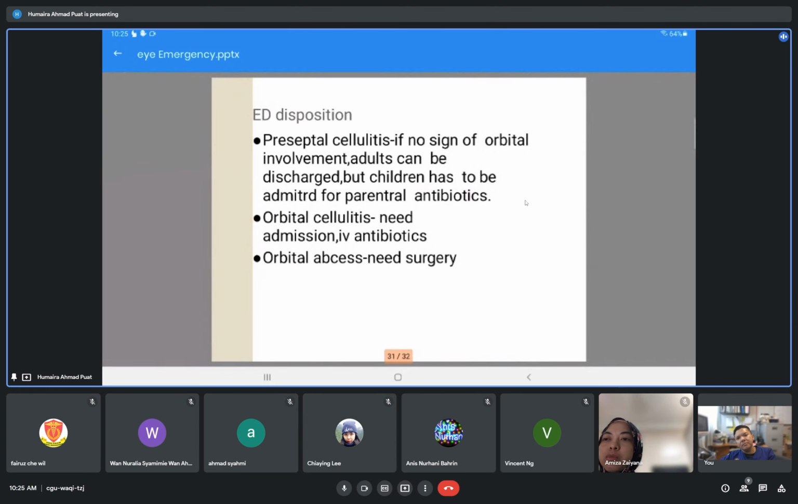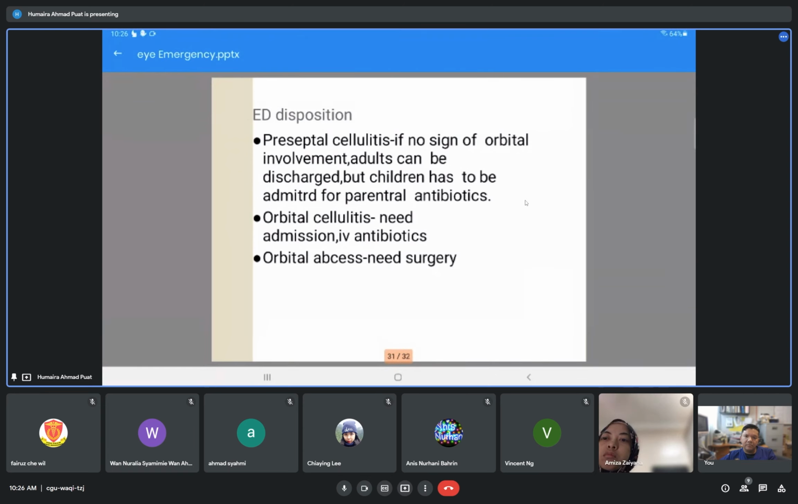Usually for the management of preseptal cellulitis, if there is no sign of orbital involvement, for adults we can discharge, but for children we usually admit for parenteral antibiotics. For orbital cellulitis, usually admission for antibiotics is needed. For orbital abscess, we need surgery. This one, refer to ophthalmology.